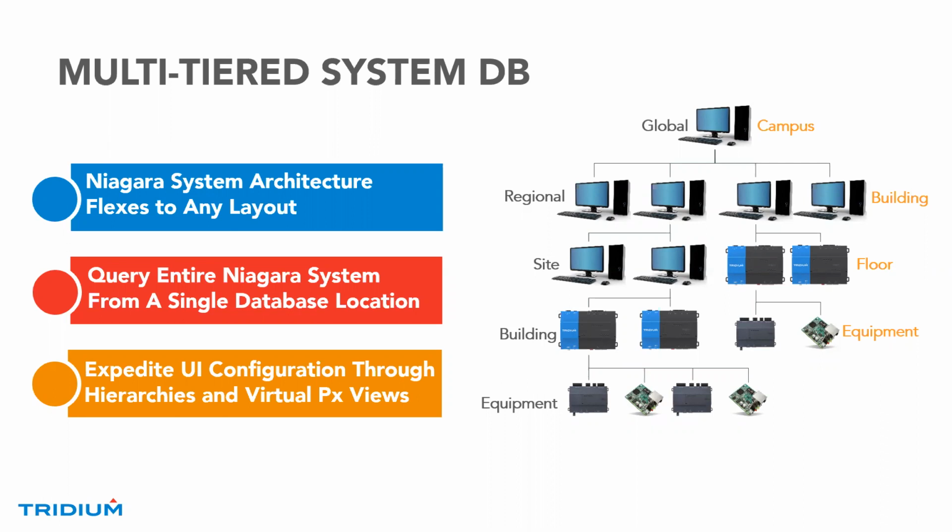And so the system database itself, as you would learn from the prerequisite knowledge, allows you to collect the entire entity model in one location. In order to do that, it will index down one level and collect all the full entity model and bring that up into a single location. And that allows you to be at one parent station and be able to query that database, and allows you to leverage certain things like hierarchies and virtual PX views.